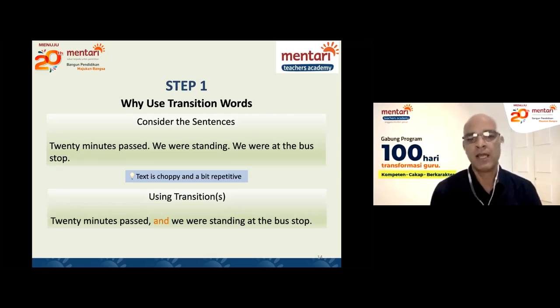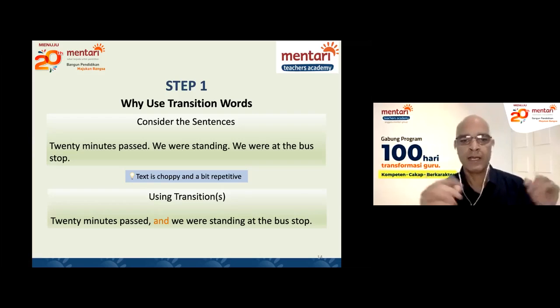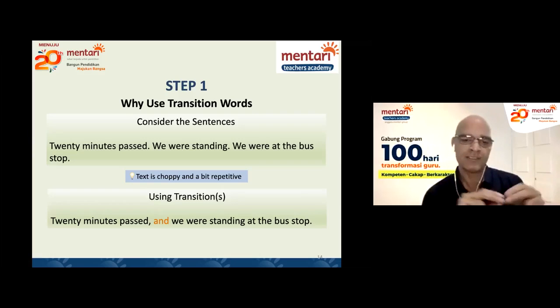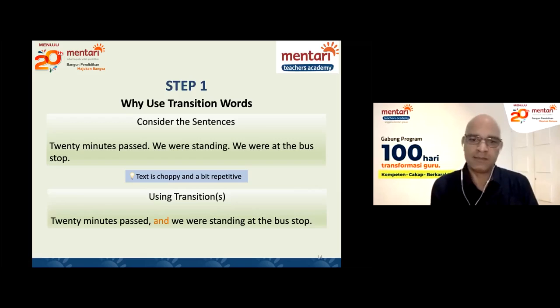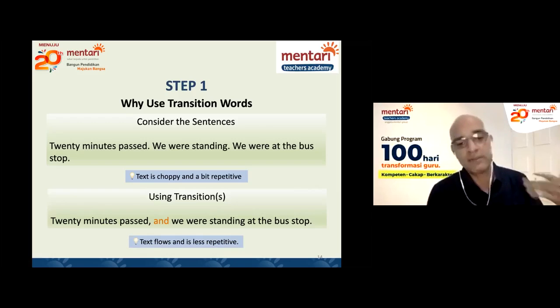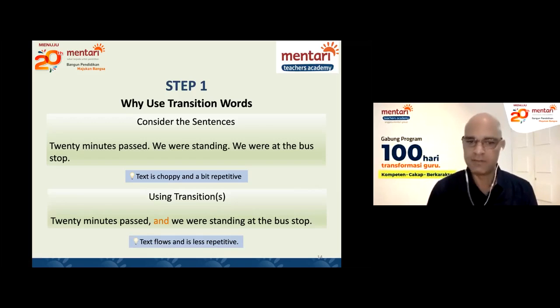20 minutes passed, and we were standing at the bus stop, right? So I connected "20 minutes passed" with "we were" using the transition, and I combined "we were standing" and "we were at the bus stop" into one sentence that just says "we were standing at the bus stop." So I have here a text that flows and is less repetitive. This is why we use transition words: to make ideas flow better and to reduce repetition. Sometimes repetition is good in writing, but too much repetition is not good.